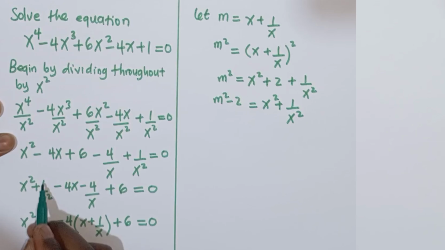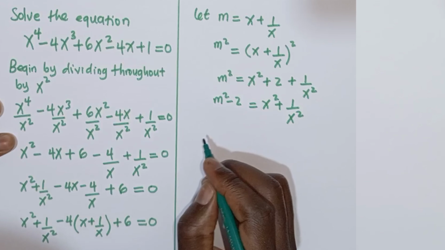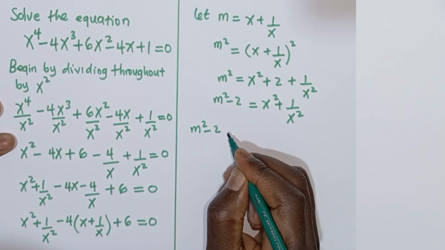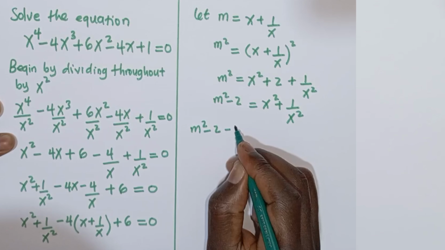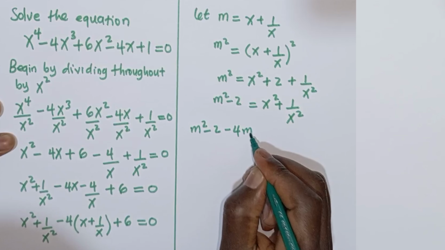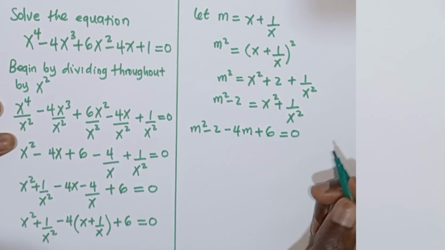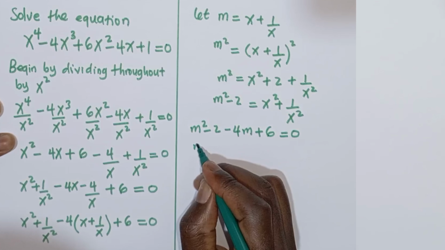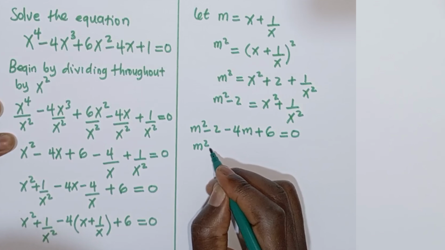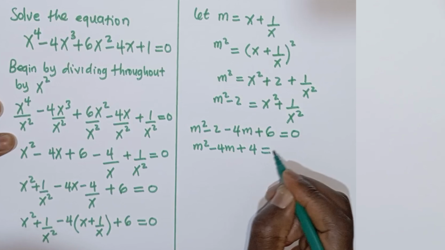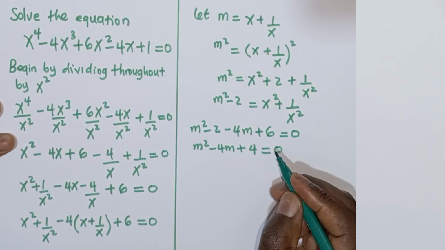So we substitute them accordingly in our prior equation. So we shall have m square minus 2, then minus 4m, then plus 6 is equal to 0. So simplifying, we shall have m square minus 4m plus 4 is equal to 0. So 6 minus 2 is 4.